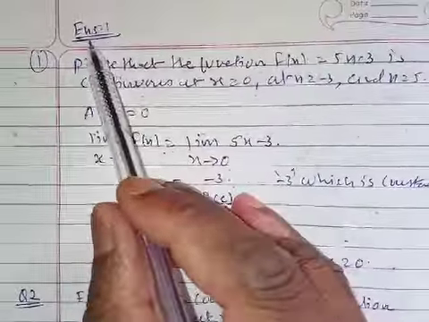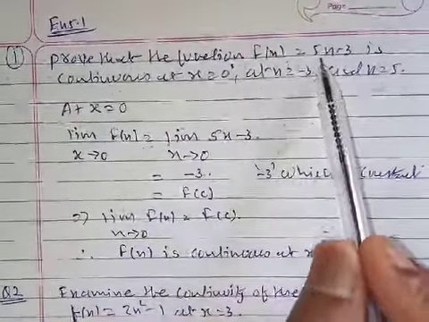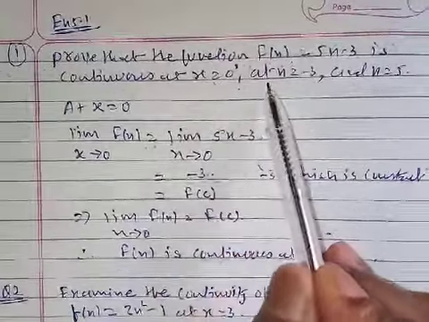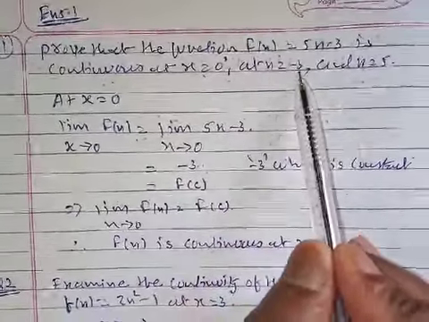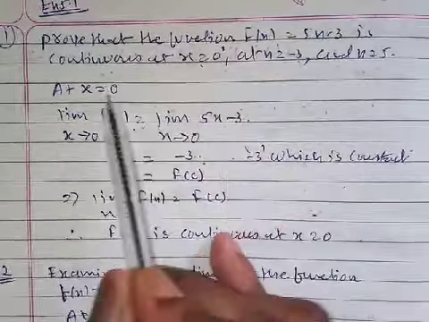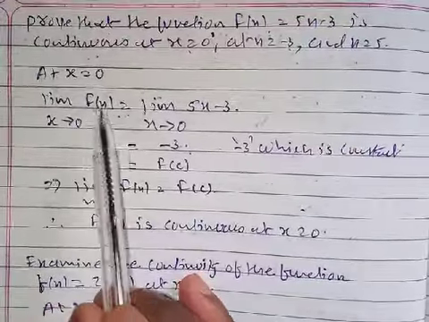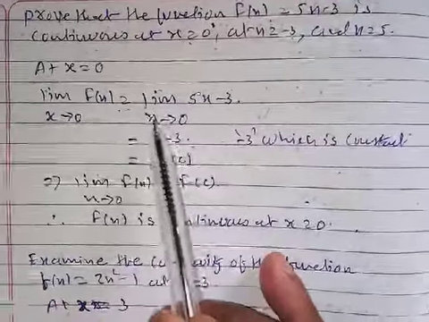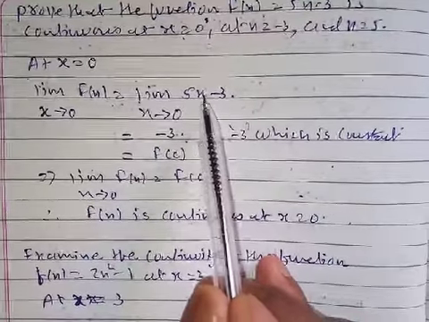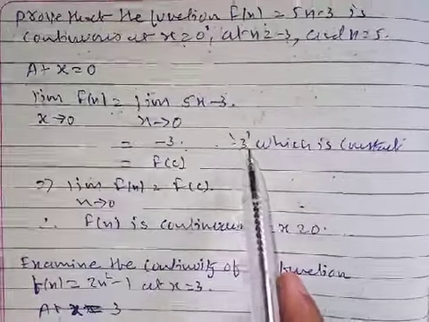Start with exercise 5.1. Prove that the function f of x is equal to 5x minus 3 is continuous at x is equal to 0, at x is equal to minus 3 and x is equal to 5. Let's check at x is equal to 0. So the limit as x tends to 0 of f of x, the limit as x tends to 0 of 5x minus 3. Substitute x is equal to 0 here. What answer will you get? Minus 3.